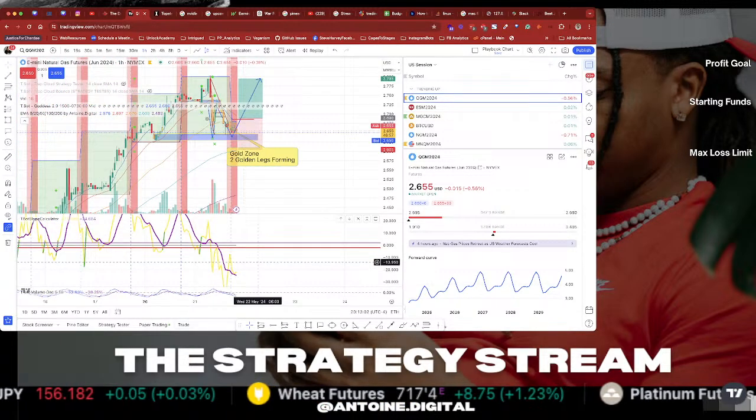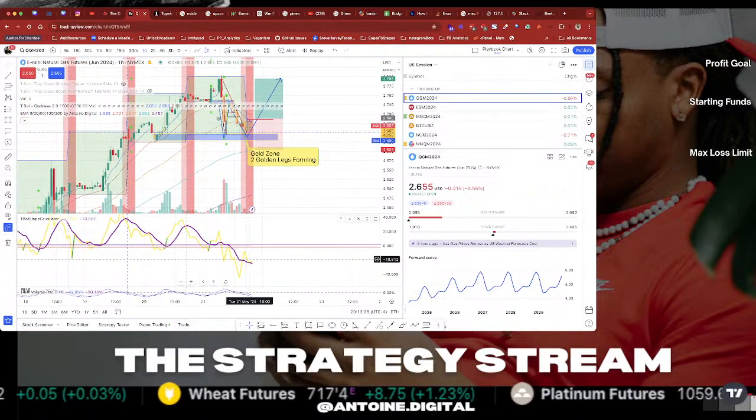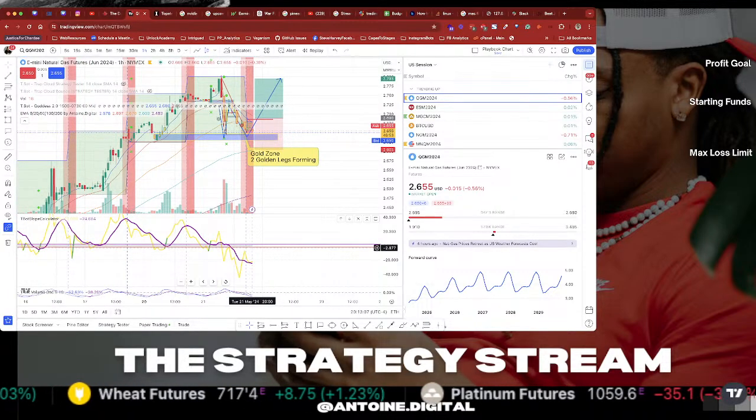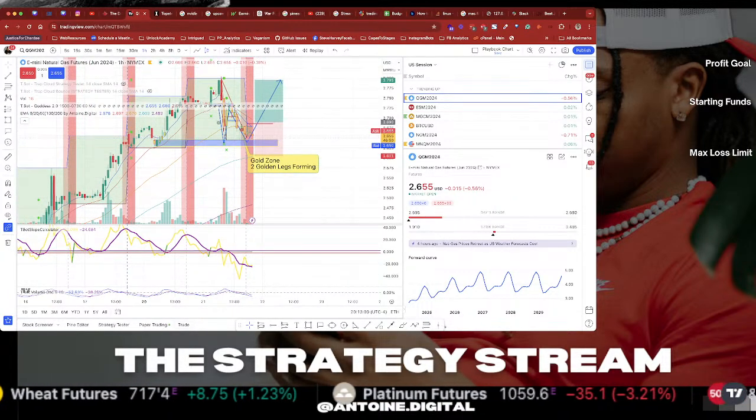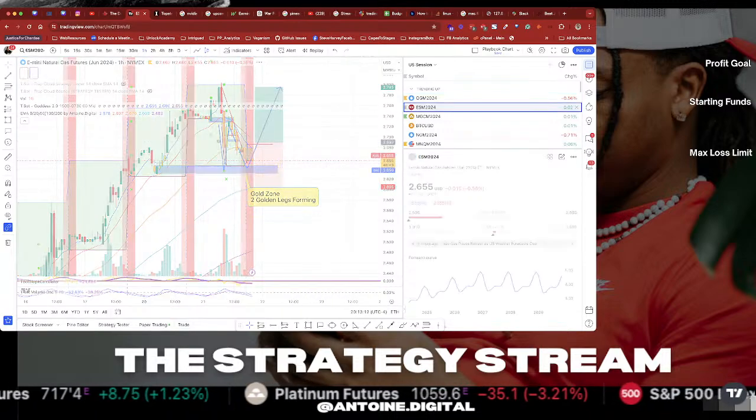Okay, it's looking good. It's finally back above here. So now next step is here. Okay, so I'm going to keep my eye on this. This is looking good though. Let's check out ES.